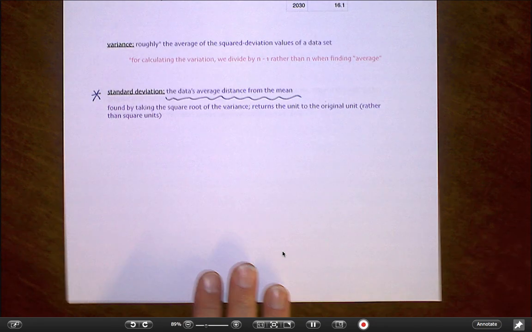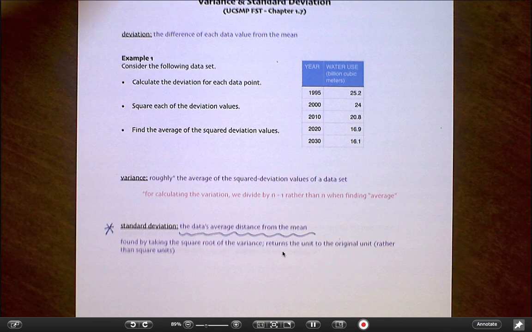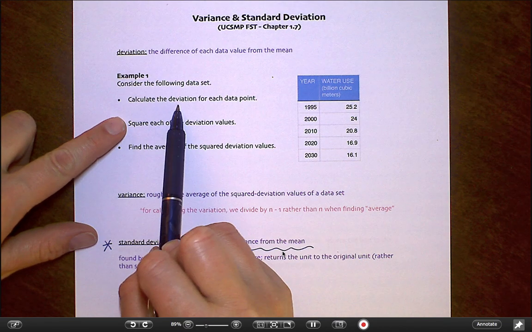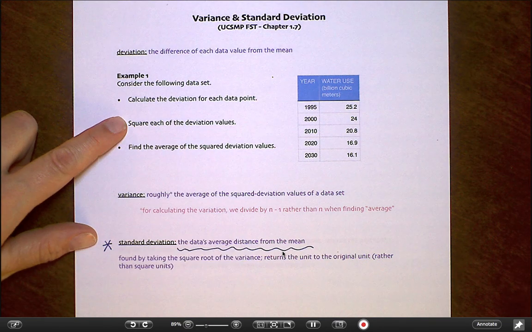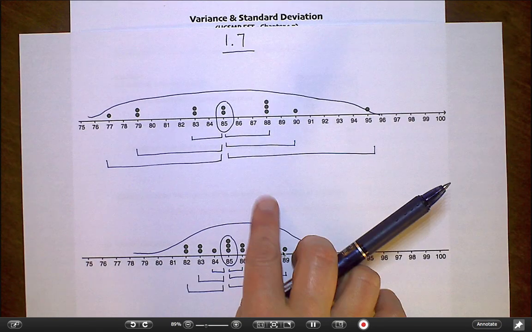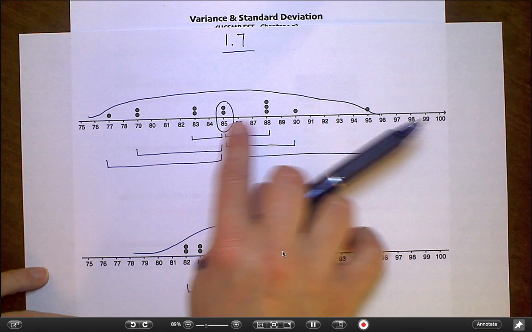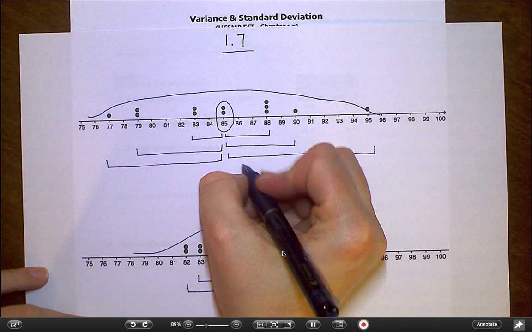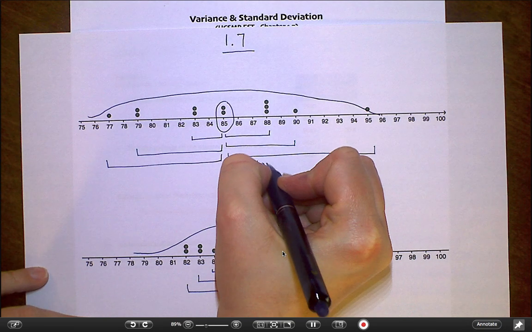So if you look up here to what I have for example 1, I have a data set, and it has you calculating the deviation for each data point. Now, I'm not actually going to do this calculation here, but the deviation, that's the distance from 0. And basically that's found by subtracting the data point minus the mean. So this distance is what's called the deviation.